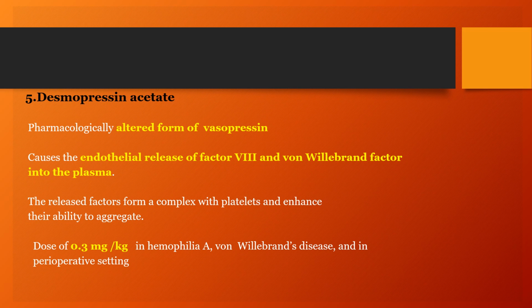Desmopressin acetate, a pharmacologically altered form of vasopressin, causes the endothelial release of factor 8 and von Willebrand factor into the plasma. The released factors form a complex with platelets and enhance their ability to aggregate. Dose is 0.3 mg per kg in hemophilia A, von Willebrand disease, and in the perioperative setting.